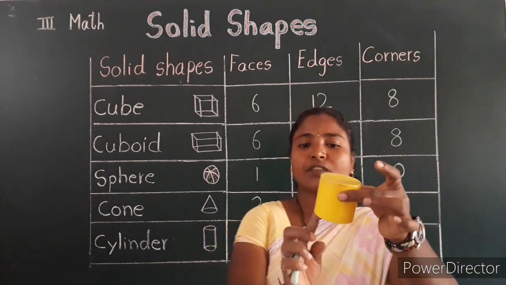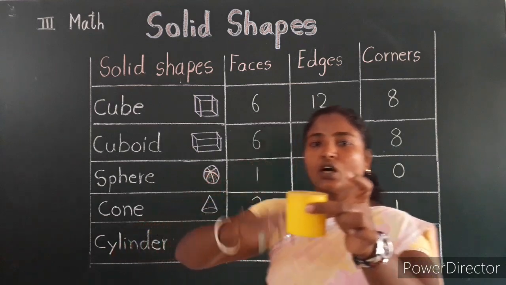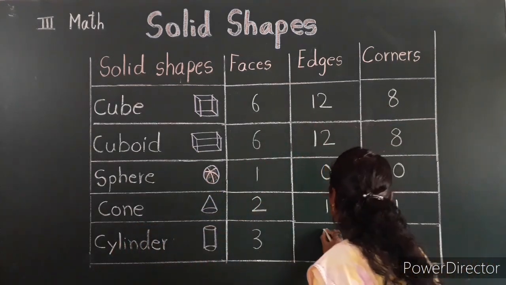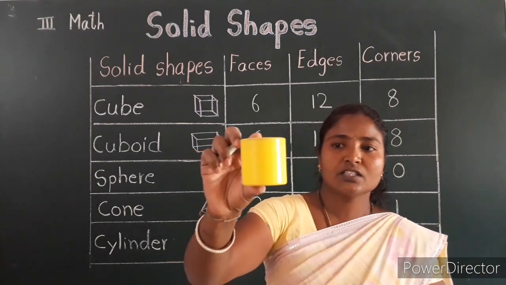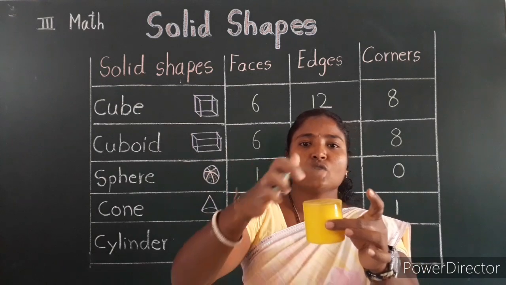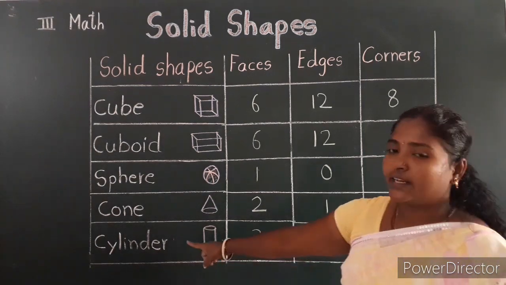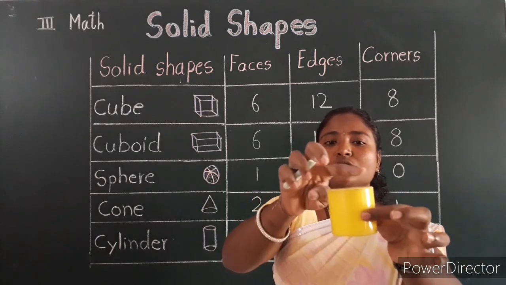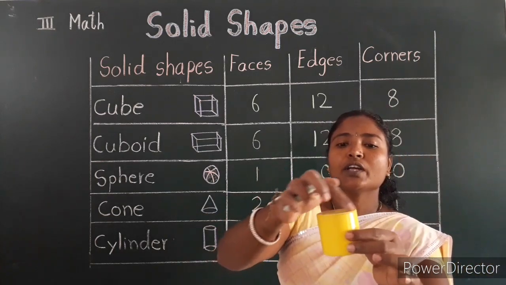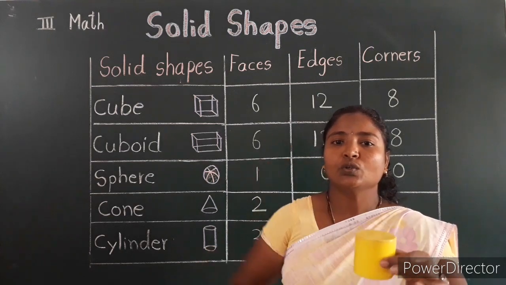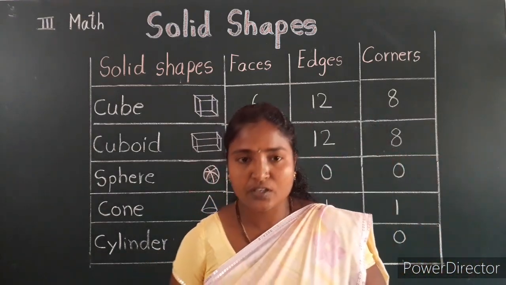Next, edges. It's a curved edge. One, two. Two curved edges. How many, children? Two curved edges. Next, corners. Here, see, children, any corners? Cylinder? No corners. Zero corners. A cylinder has three faces: two flat faces, one curved face. Above one curved edge, below one. Total two curved edges and no corners.